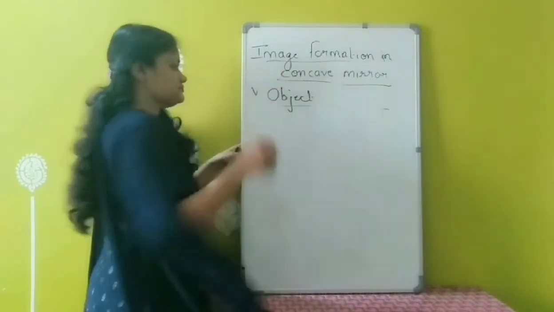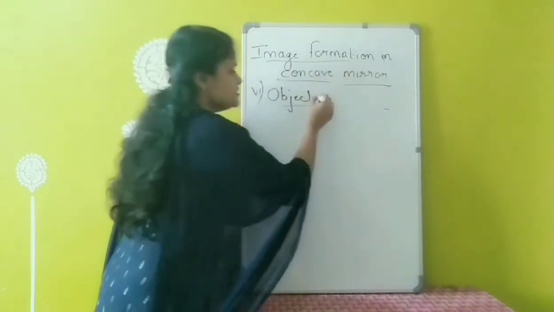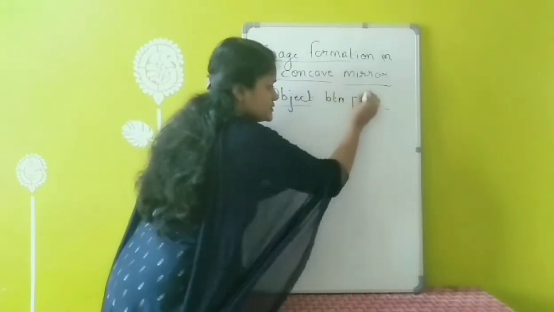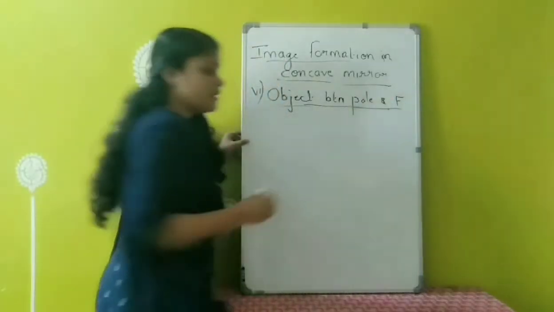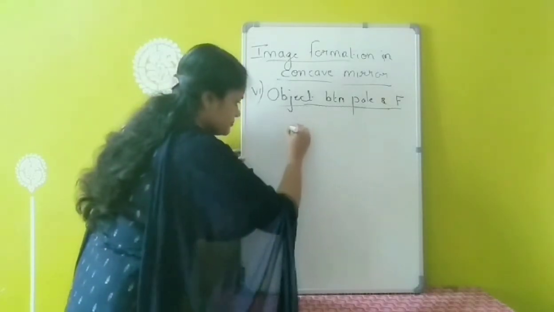Sixth one. Object is between pole and focus. Pole and focus. Last case in concave mirror. So I am taking a concave mirror here.